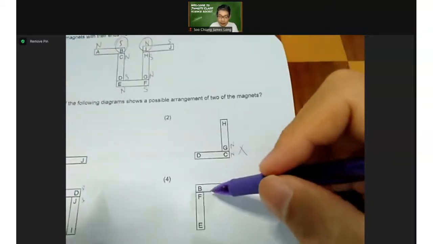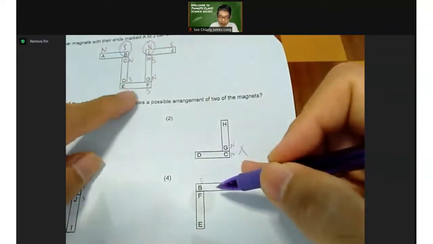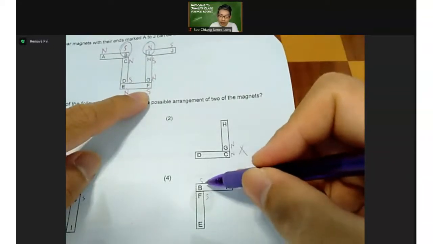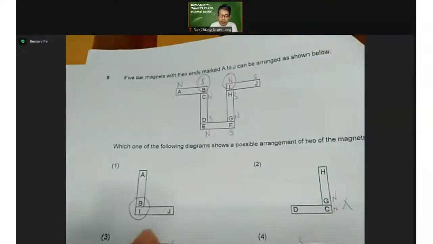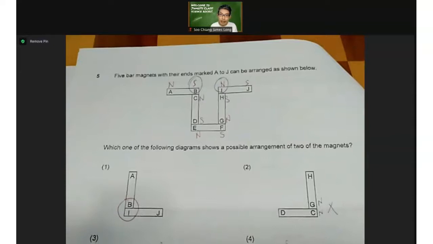B and F. B is a south-facing pole, F is a south-facing pole. Once again, like poles repel each other. This is not possible. Answer is 1. Let's go to the next one. Let's go to question 8.